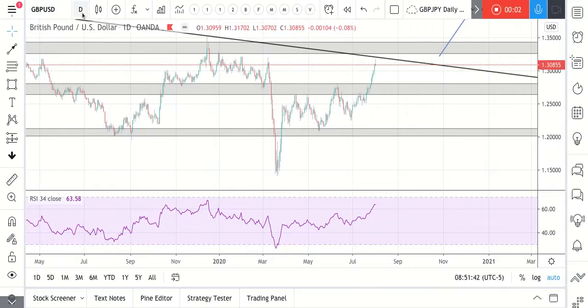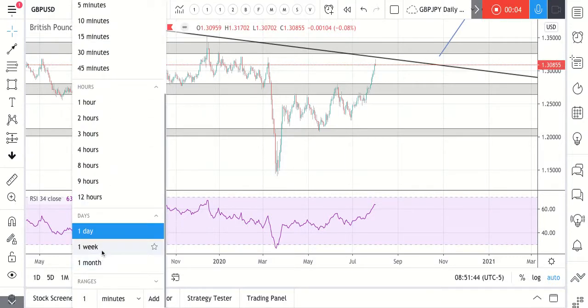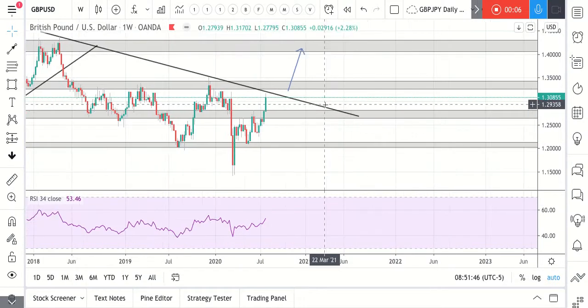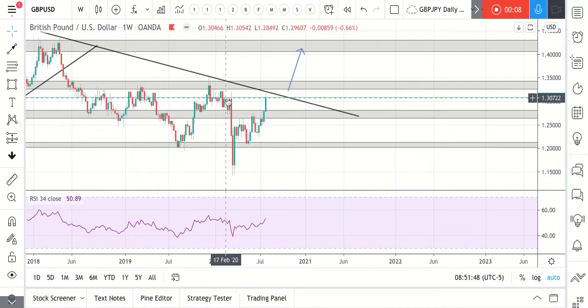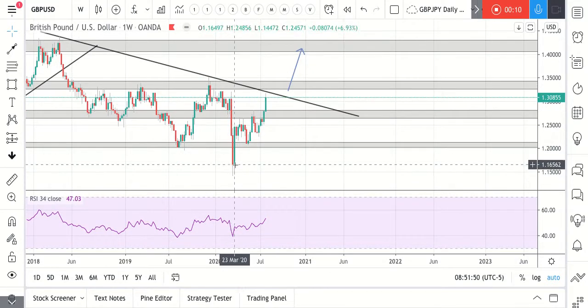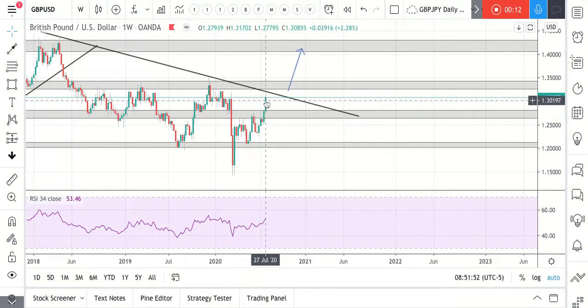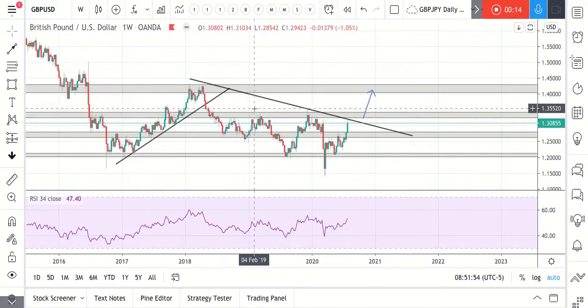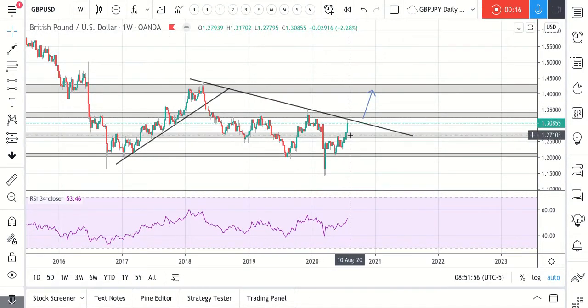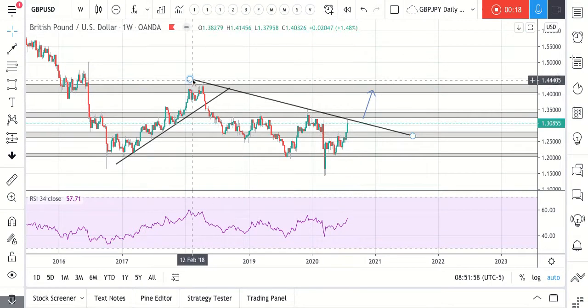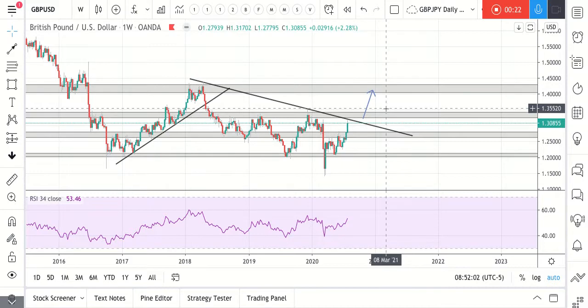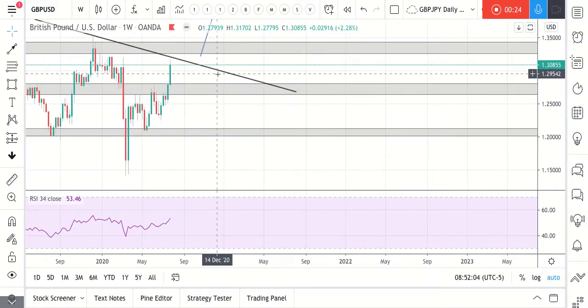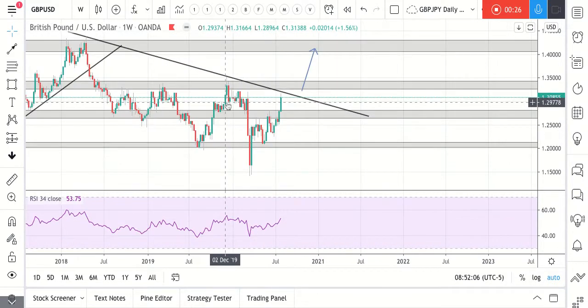Okay, looking at the pound USD, we will start with the weekly time frame. As you can see here, since we had the flash crash due to the coronavirus back in March, we've been moving up since. Previous week ended very green, and as you can see, this trend line goes back to 2018, and we are right on it. It actually wicked pretty close to it.